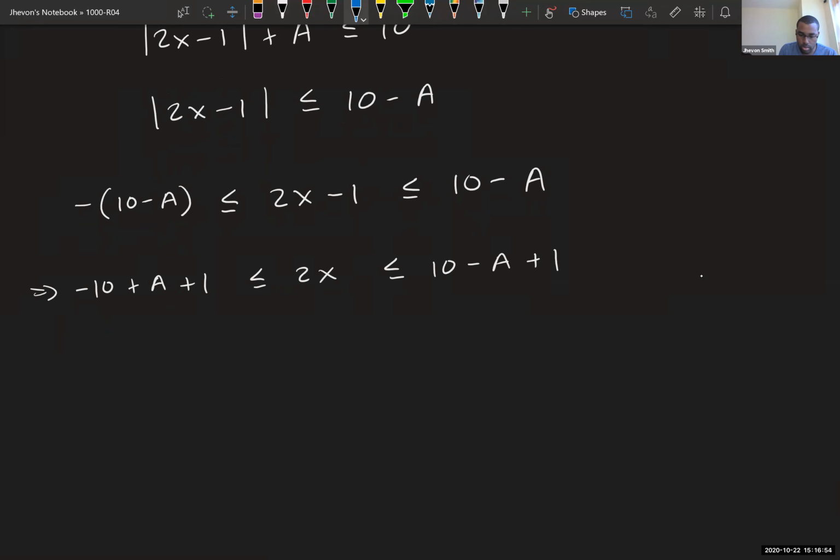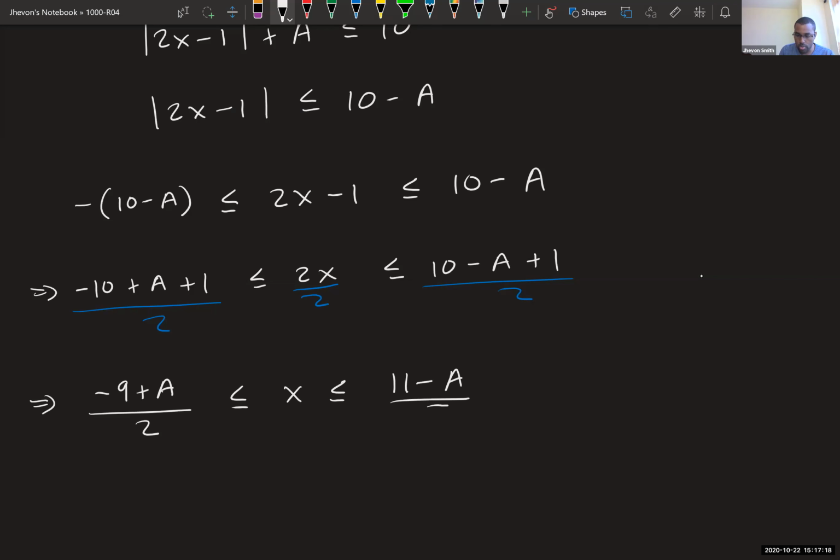And then I'm going to divide all sides by 2. Right? So I'm adding something and then I'm dividing by a positive number, so the inequality signs stay in the same direction. So here you'll notice that I have (minus 9 plus a) all over 2 is less than or equal to x, less than or equal to (11 minus a) all over 2.